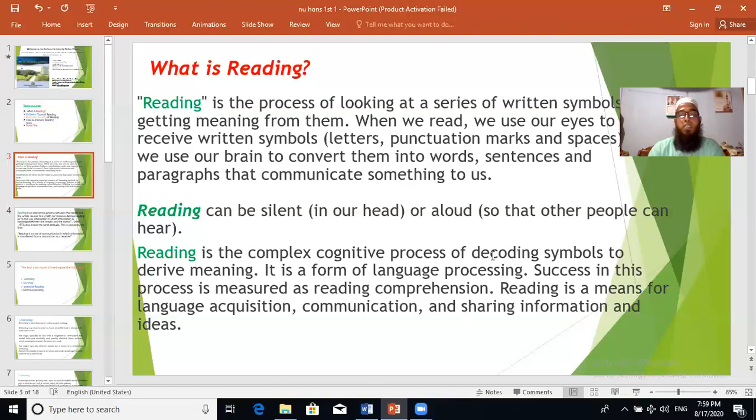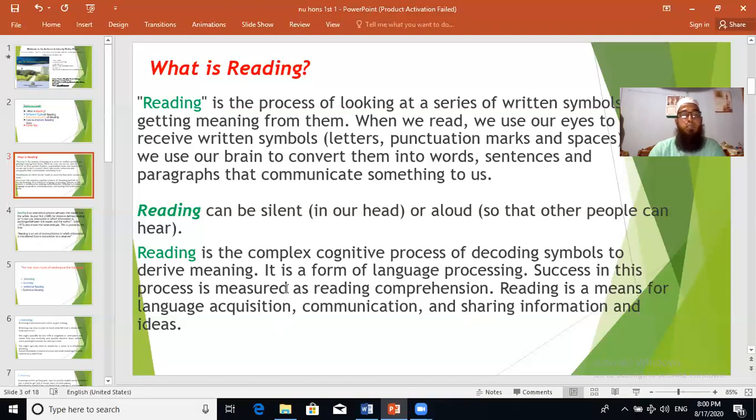That means the process happens in our brain. Decoding symbols. What does it mean? Have any idea? Decode, to get meaning. Code means to give meaning and decode means to get meaning from something. So when we try to get meaning from any symbols, that is decoding. Reading is the complex cognitive process of decoding symbols to derive meaning. So like the first definition, when we read from symbols, we get some meaning. It's a form of language processing. So reading is one kind of language processing that happens in our brain.